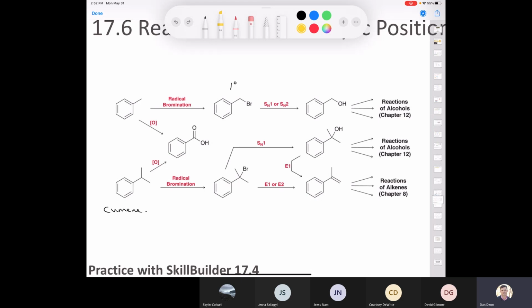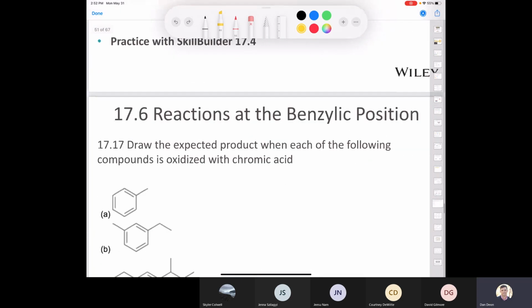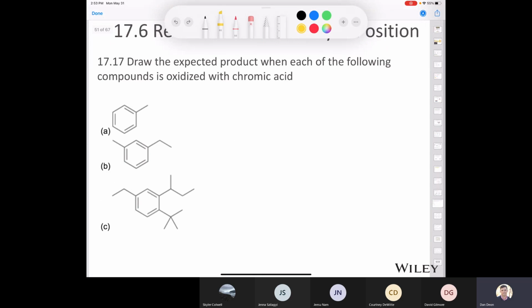So with that in mind, let's take a look at a problem here. It just says, simply draw what happens when each of the following compounds is oxidized with chromic acid. So we'll put here sodium dichromate, sulfuric acid, and water. And could anybody name the compound that would be formed in this oxidation, the first one?